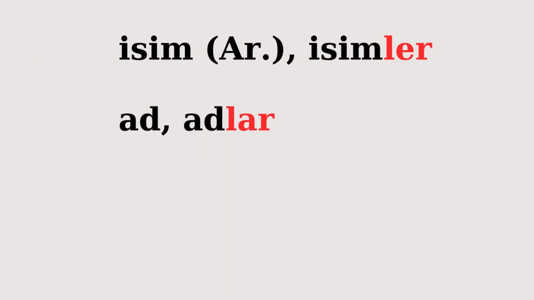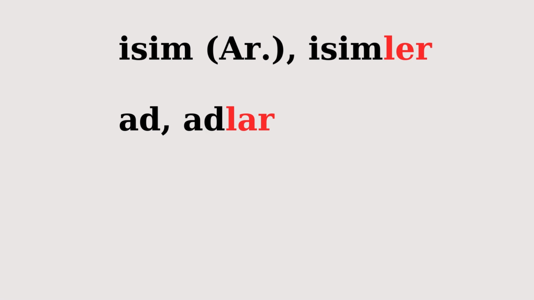Before going on, let's learn the word isim, which comes from Arabic and stands for noun in English. Sometimes ad can be used to refer to isim. Let's start with a very simple rule regarding how to make nouns plural in Turkish. As a matter of fact, we just use the inflectional suffixes ler and lar to make a noun plural. For instance, the plural form of isim is isimler and the plural form of ad is adlar.